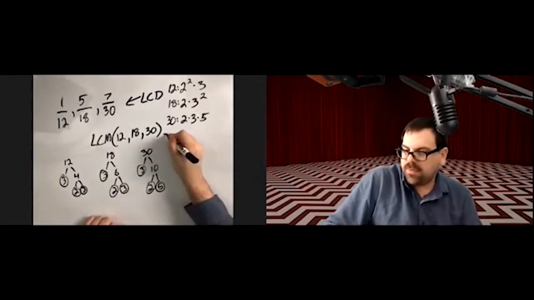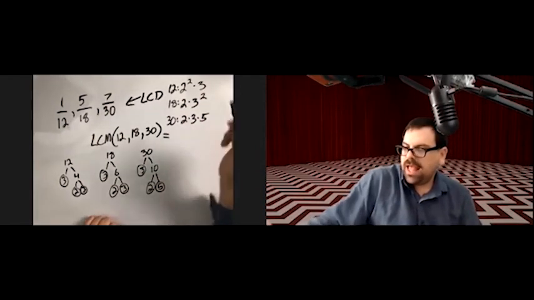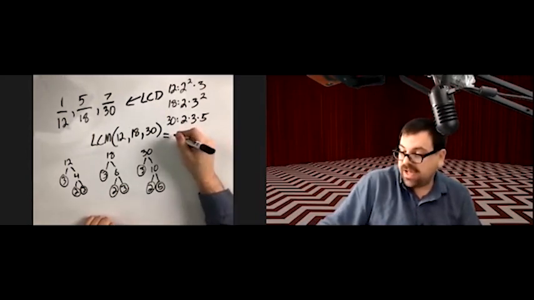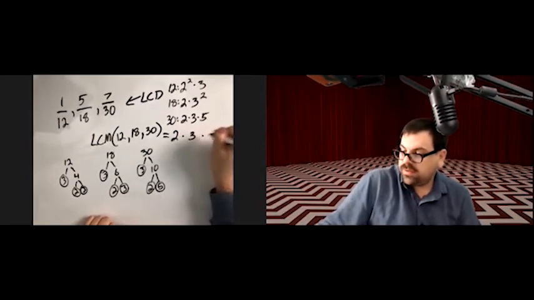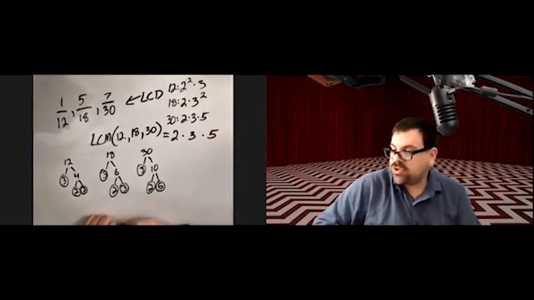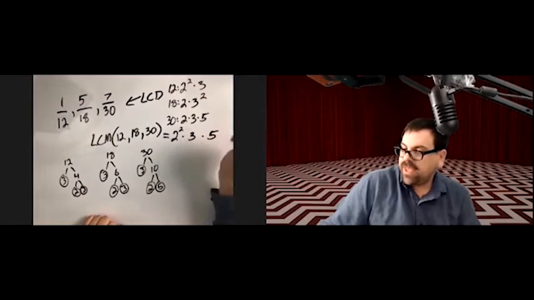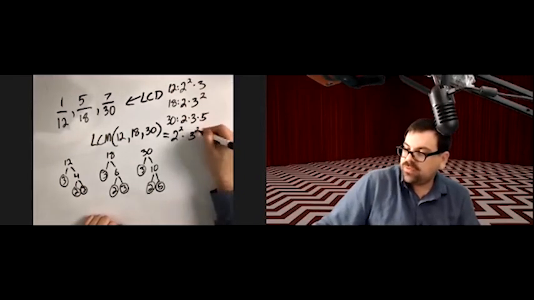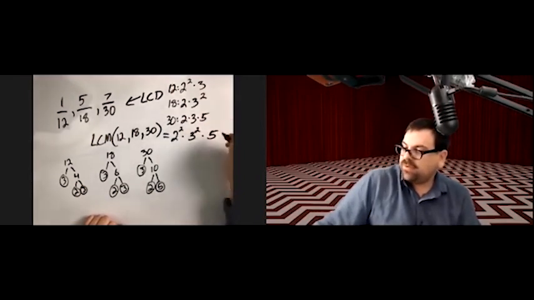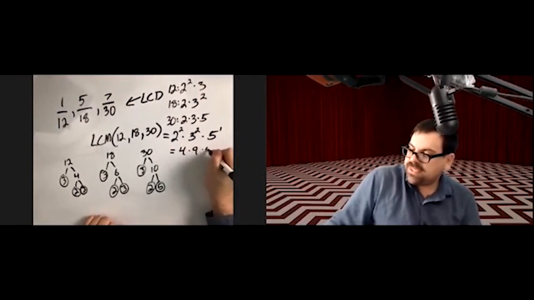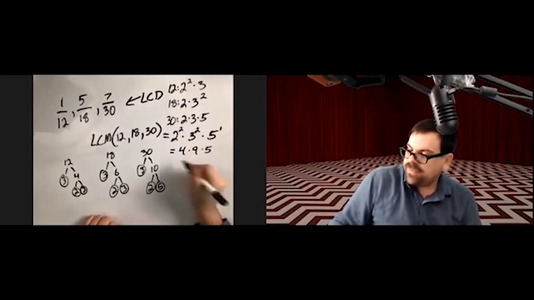So least common multiple, every factor we have: 2s, 3s, and 5s, to the highest powers shown. Highest power of 2 is 2 squared. Highest power of 3 is 3 squared. Highest power of 5 is 5 to the first. That makes this 4 times 9 times 5. That makes this 180.